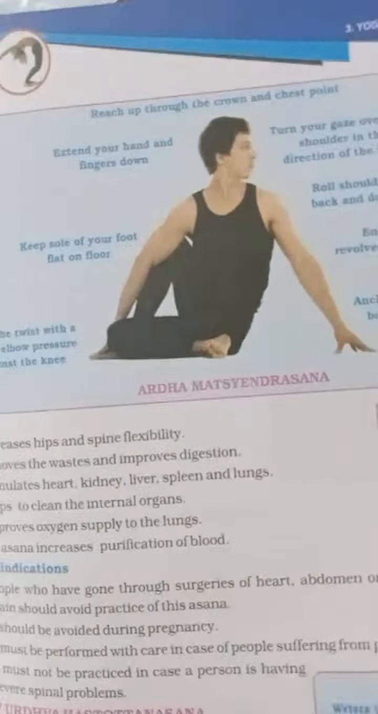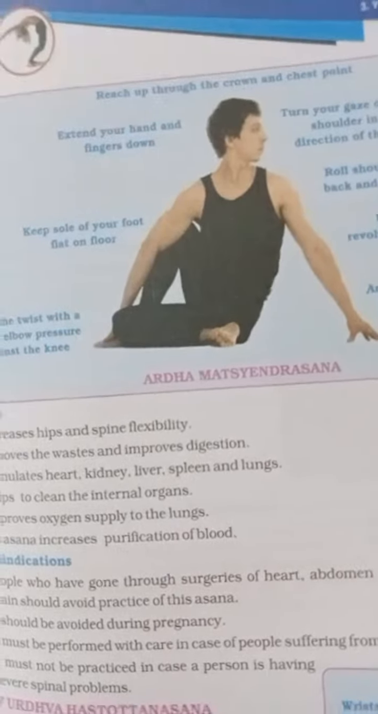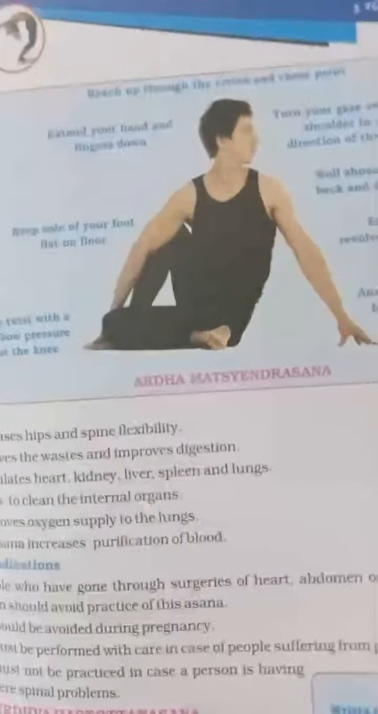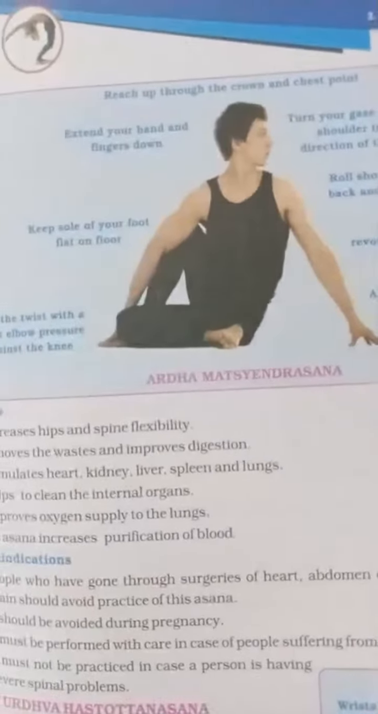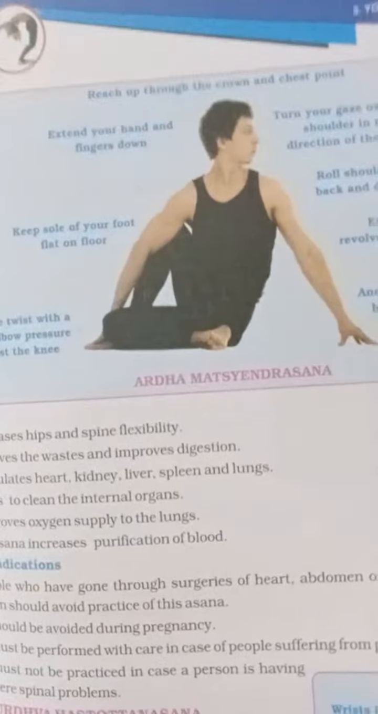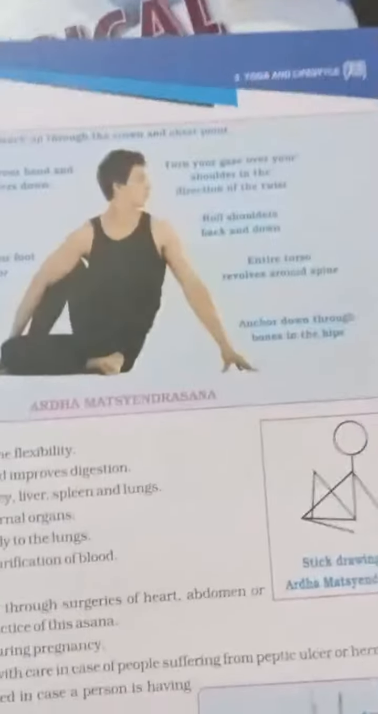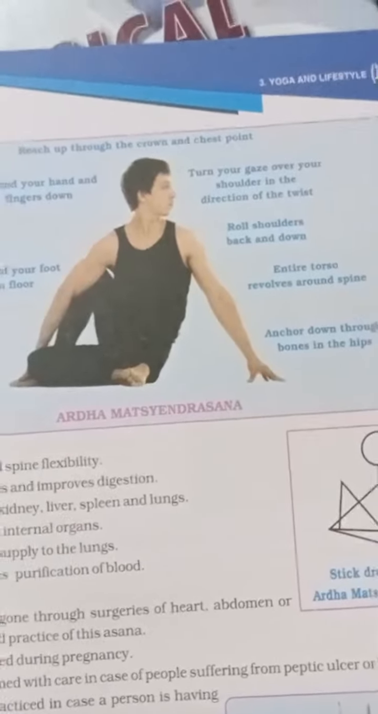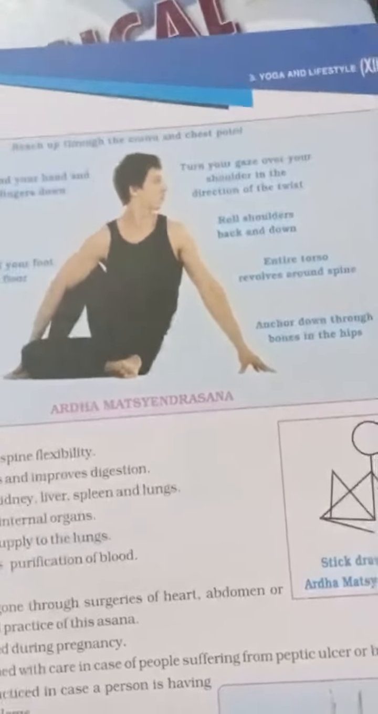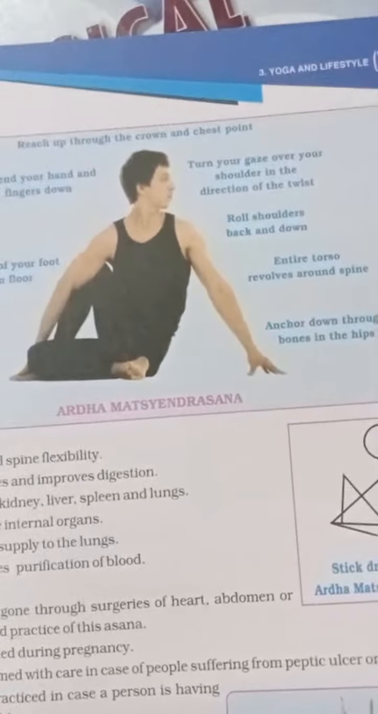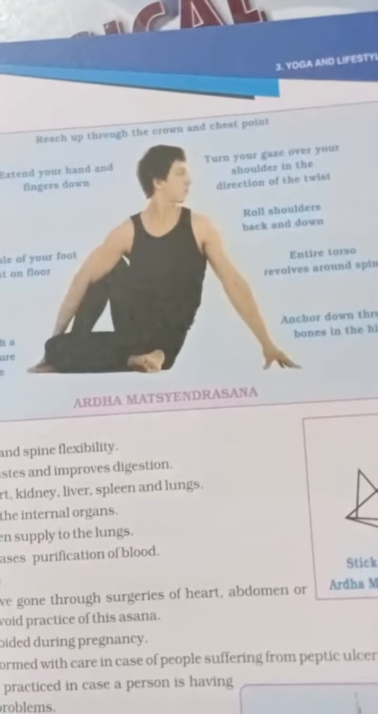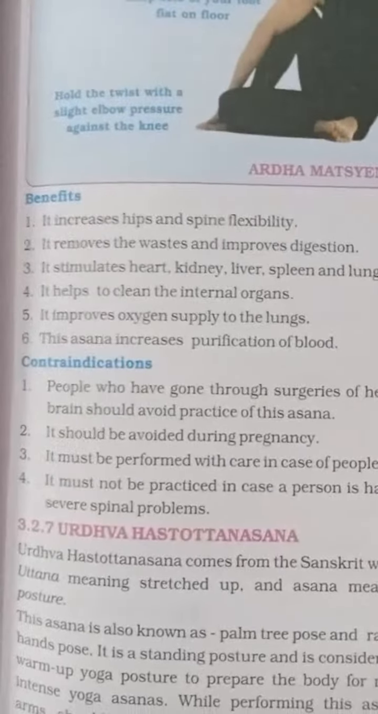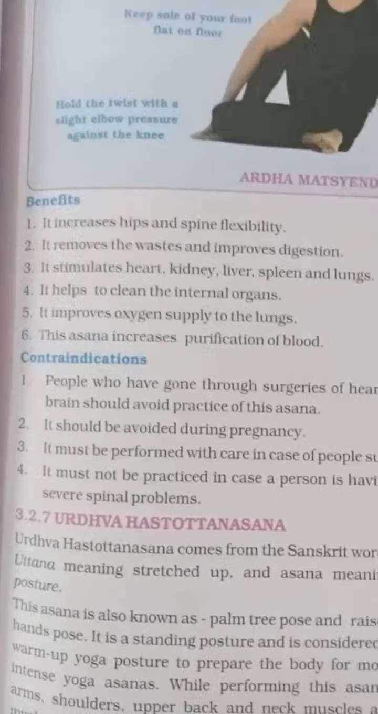Then step 5, bring the right arm down, left knee and hold the left foot in the right hand by placing left hand on the floor, behind. So you can see here. Exhaling, twist as far as possible to the left, then look over the left shoulder. The benefits here are: it increases hip and spine flexibility, it removes the waist.